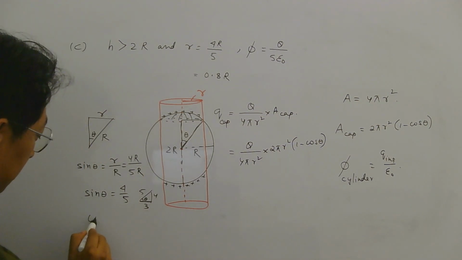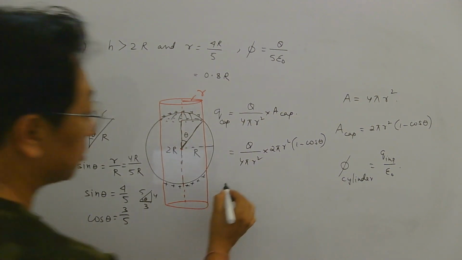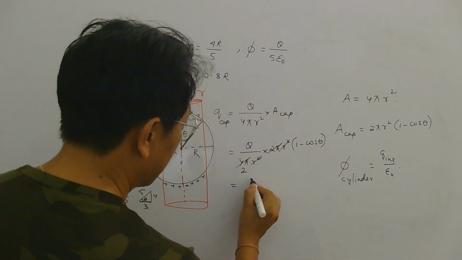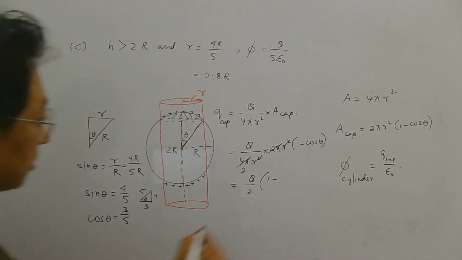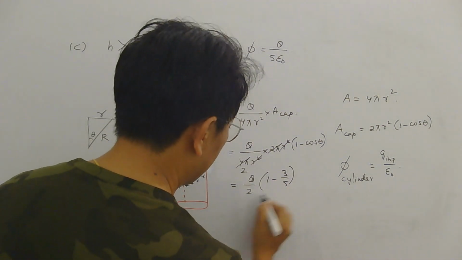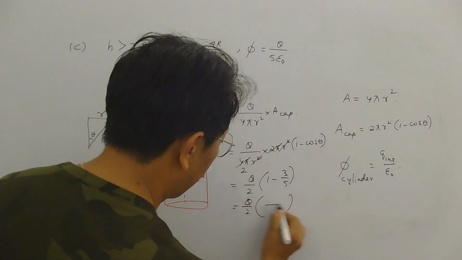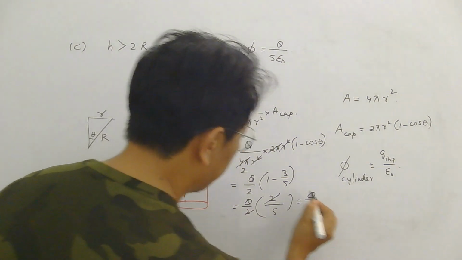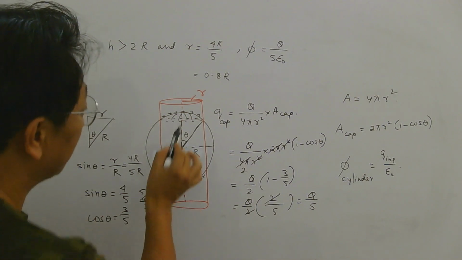So what will be cos theta? Adjacent by hypotenuse. So this 2 pi and 4 pi will cancel, R square will cancel. So Q by 2 (1 minus cos theta), where cos theta is 3 by 5. Right? So that will give me Q by 2, 5 LCM, (5 minus 3), 2 cancel, Q by 5. So that much charge is inside the cylinder here.